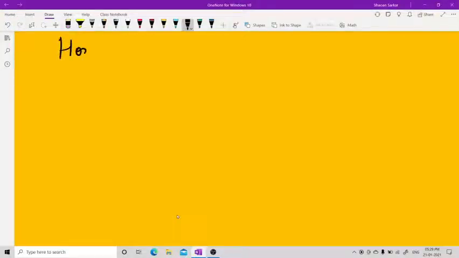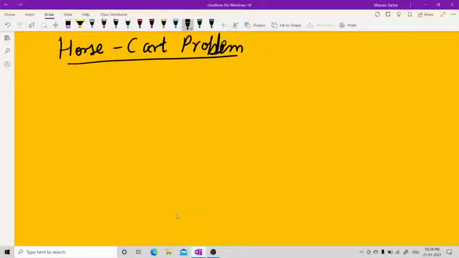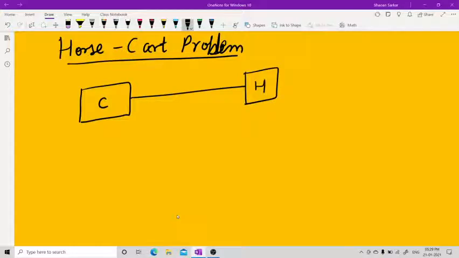Horse cart problem. The thing is, now you have this is your cart, this is your horse. The force acting on a horse due to cart is in this direction, and the force on cart due to horse is acting in this direction. So they cancel out each other, being internal forces. But then how does the cart move?